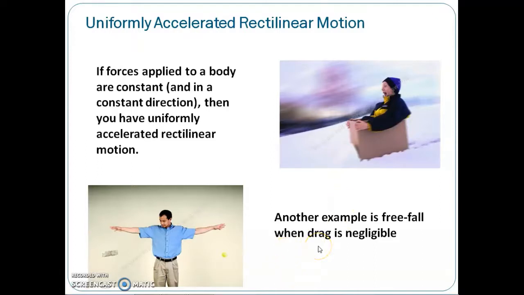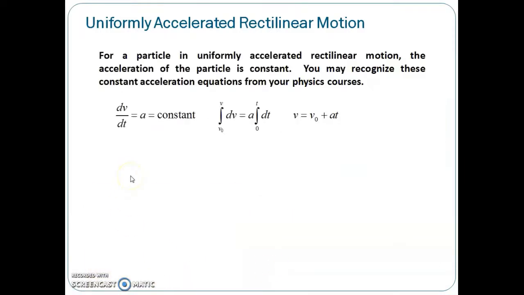Another example is free fall objects. When the drag is negligible, you have a constant gravitational acceleration, then that is also under uniformly accelerated rectilinear motion. For a particle in uniformly accelerated rectilinear motion, the acceleration of the particle is constant. Remember, the acceleration is constant. You may recognize this constant acceleration equation from your physics courses. We have done this before in our physics course.